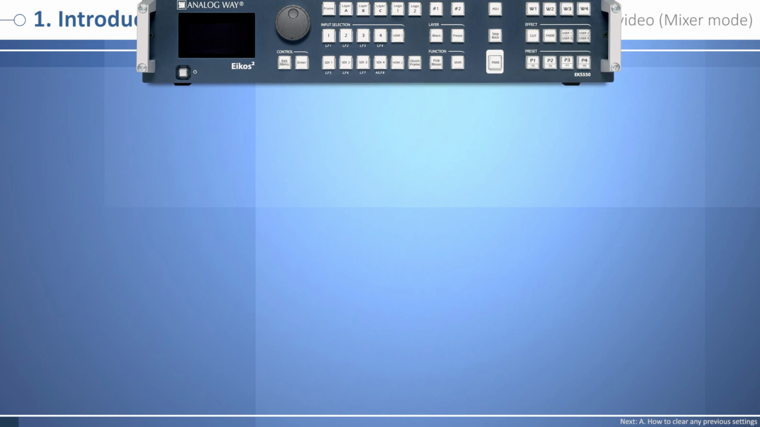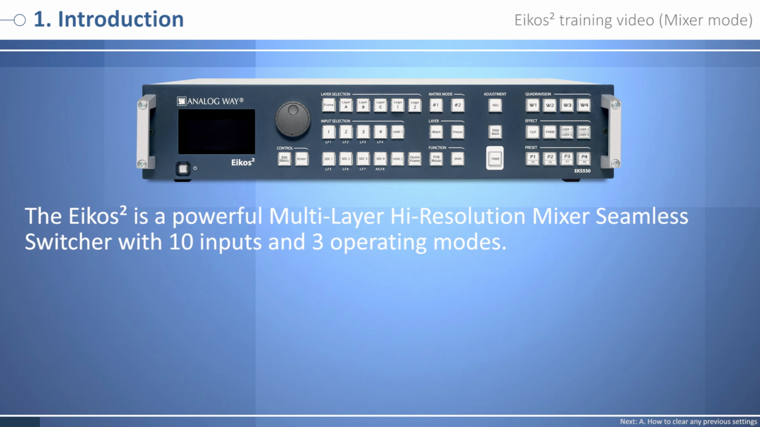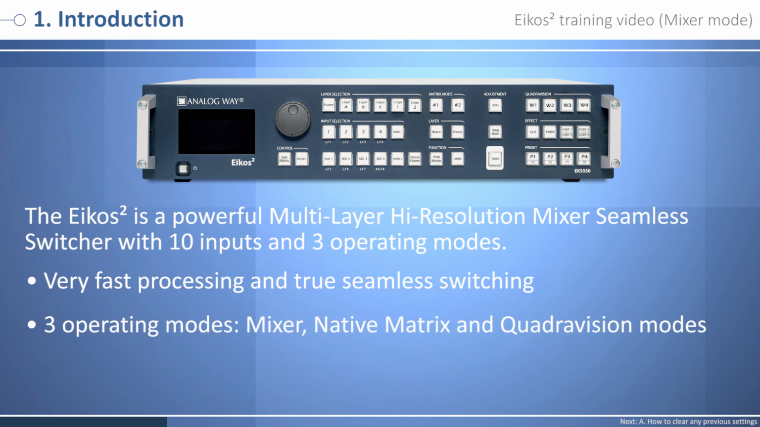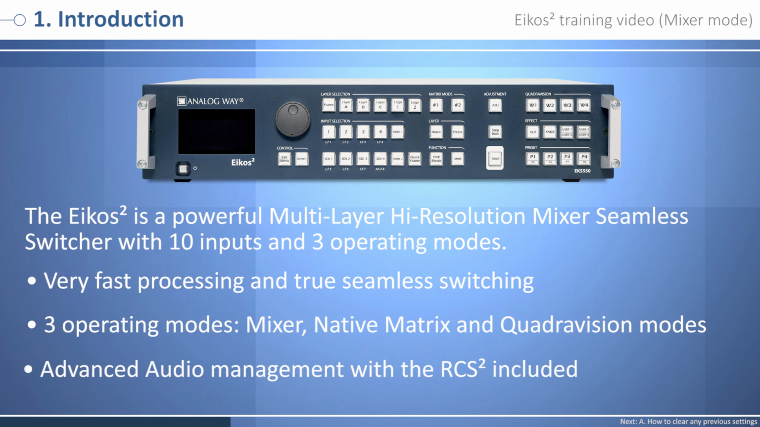Introduction. The Eikos² is a powerful multi-layer, high-resolution mixer seamless switcher with 10 inputs and 3 operating modes. Eikos² features very fast processing and true seamless switching. 3 operating modes are available: mixer, native matrix, and quadravision modes. Advanced audio management with the RCS² is also included.